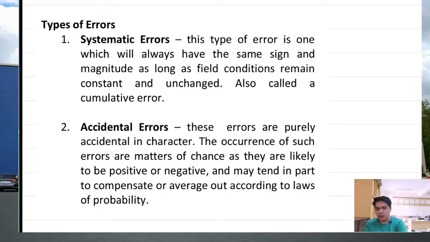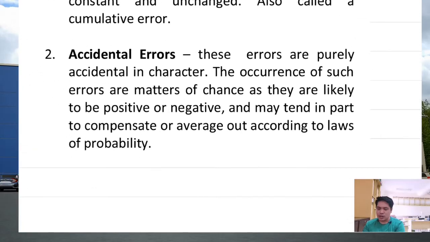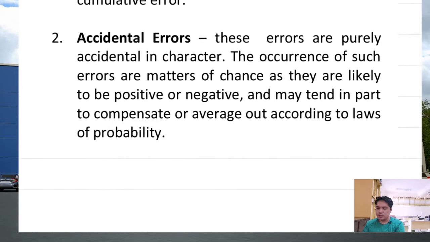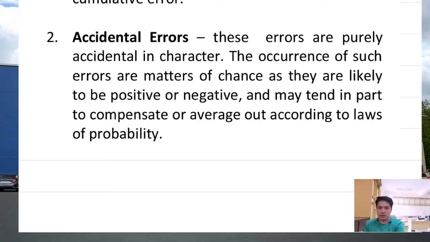So, nag-accumulate lang siya, nag-add up lang yung error. Pero dito sa accidental error, these are errors that are accidental lang. Meaning, at one point, your tape has been too long, then another point, nagsag na naman siya, and the other point naman is kulang yung tension. So, it's either your tape is too long or too short. So, nag-accumulate siya, pero naka-cancel out lang minsan, diba? So these errors are purely accidental in character.